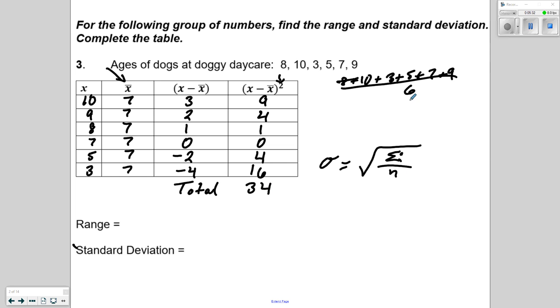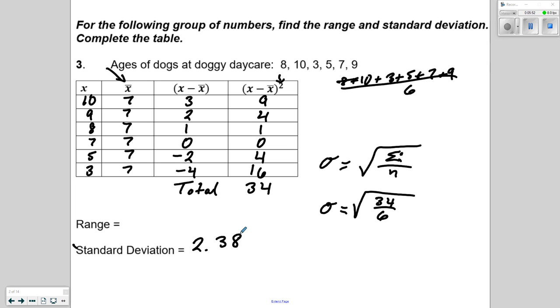And then once again, from our mean, we know there's 6 data values here, so we can just plug that in to find the standard deviation. So we have the square root of 31 on 6. If we find the square root of 31 on 6, we get about 2.38.